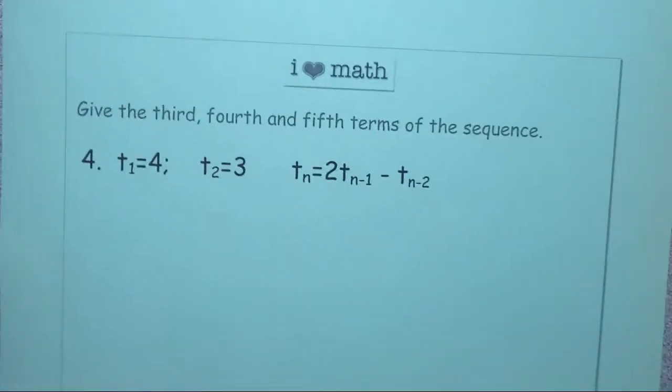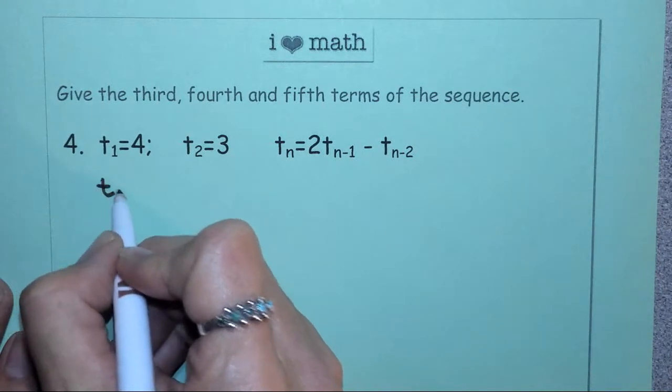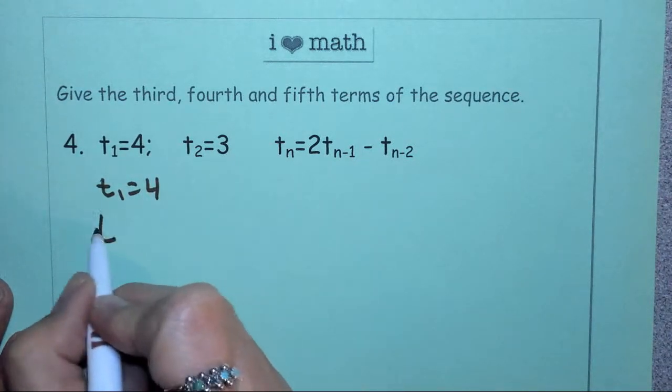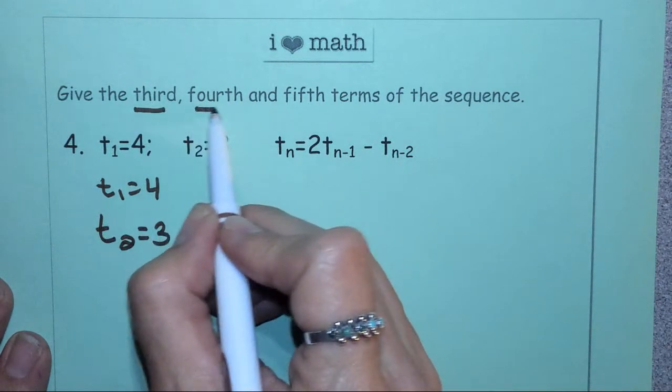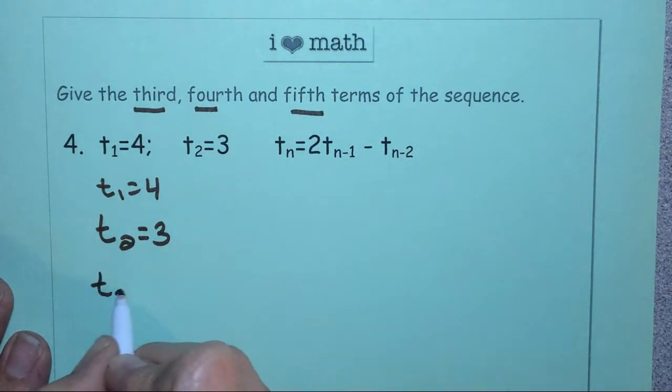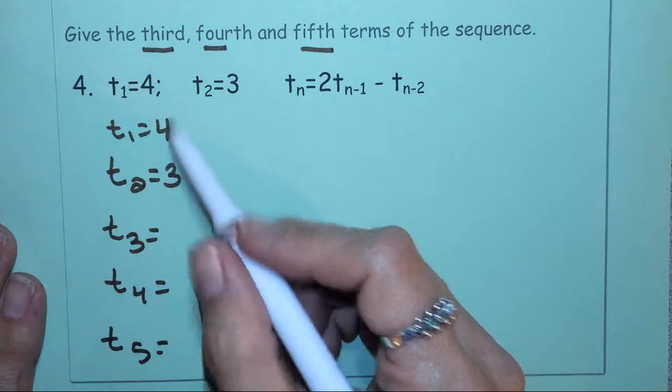All right, the next one we did in class was a little bit different. They gave me the first term. They told me T1 was 4. They told me T2 was 3. And they wanted me to go find 3, 4, and 5. So that's what I have to go do. And you didn't have to go rewrite these right here, the first 2 that they gave you.